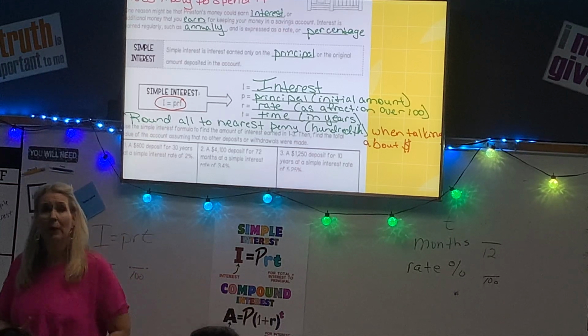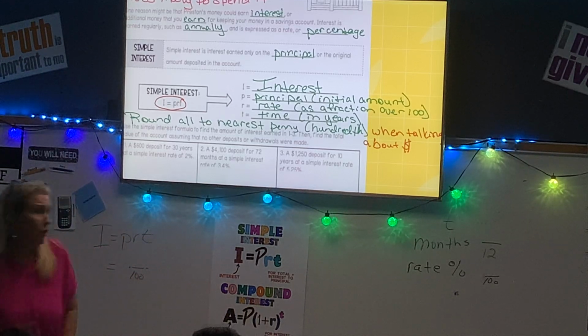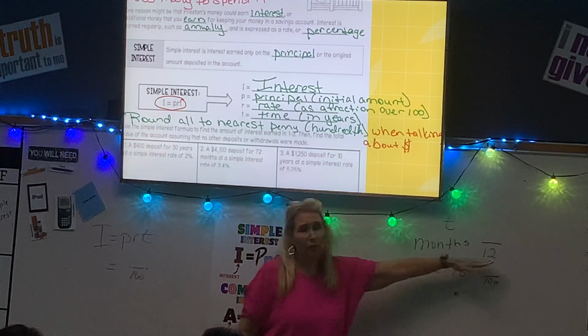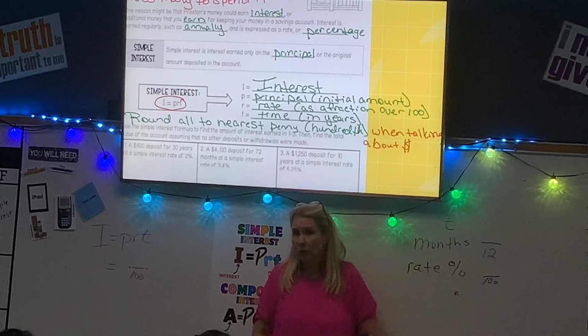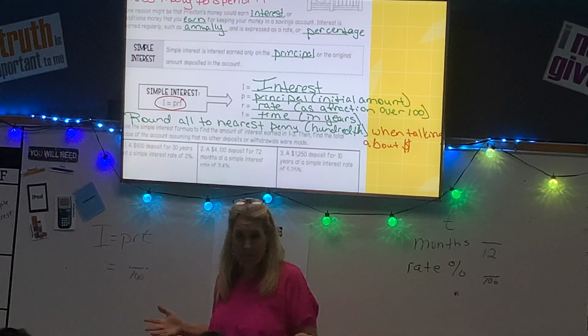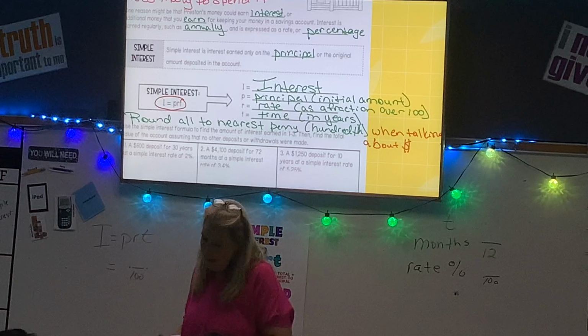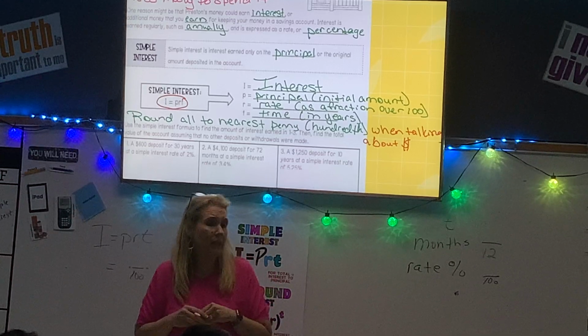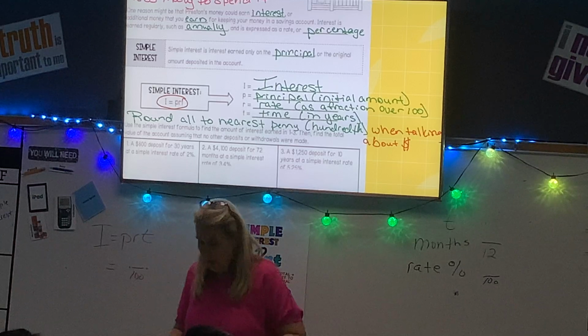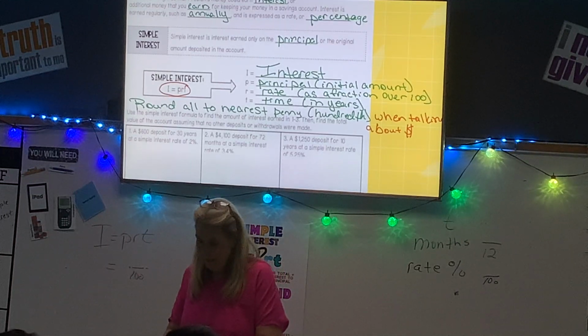Now, if they tell you in months, you are going to want to put it over 12. Okay? So if they tell you 72 months, you would put 72 over 12. Got it? Okay. And when you're getting an answer for interest or principal, you'll always round that to the nearest decimal, because we're talking about money there.